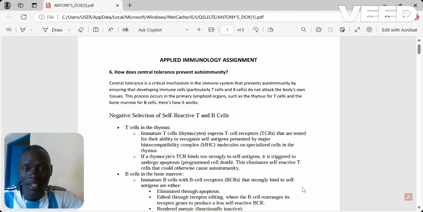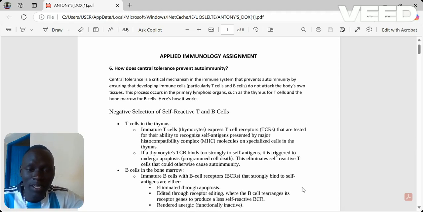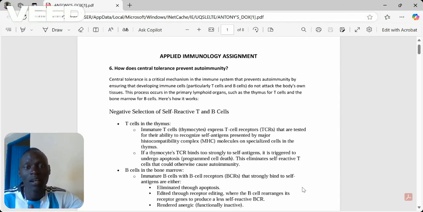Question 6 says, how does central tolerance prevent autoimmunity? Central tolerance is a critical mechanism in the immune system that prevents autoimmunity by ensuring that the developing immune cells, particularly the T cells and the B cells, do not attack the body's own tissues. This process occurs in the primary lymphoid organs such as the thymus for the T cells and the bone marrow for the B cells.